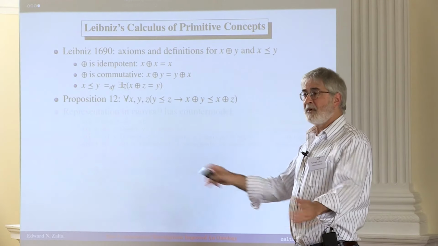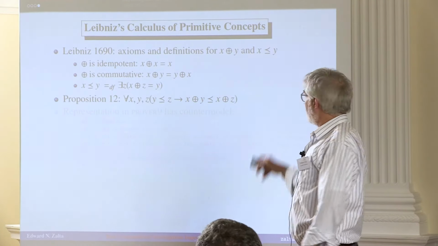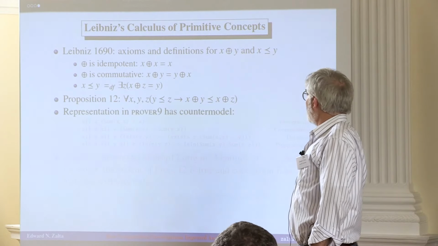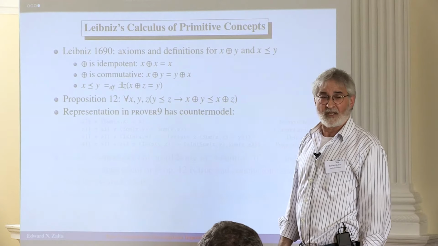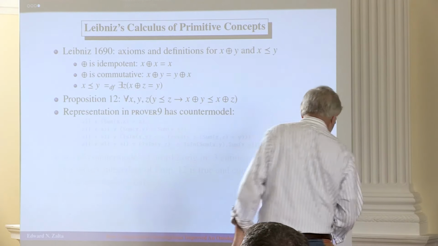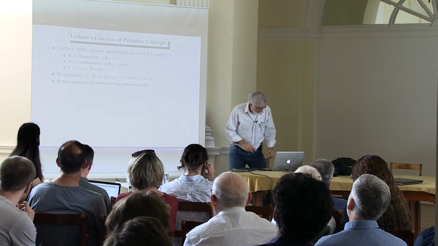And then he starts proving things, and he proves things like proposition 12, but it turns out you can't actually prove it from that premise. He's left out associativity, but you actually reason with associativity. So here is another demonstration.